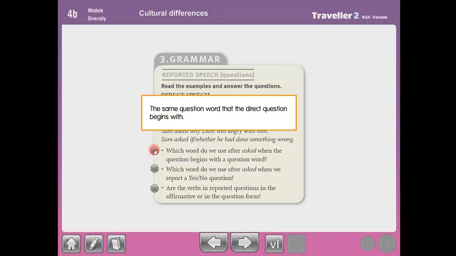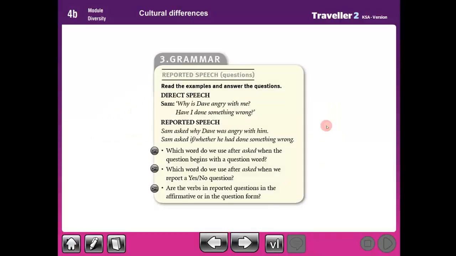Note, the same question word that the direct question begins with. We use the same question word. If we have why, we use why. If we have when, what, anyone, we use the same. Which word do we use after asked when we report a yes or no question?